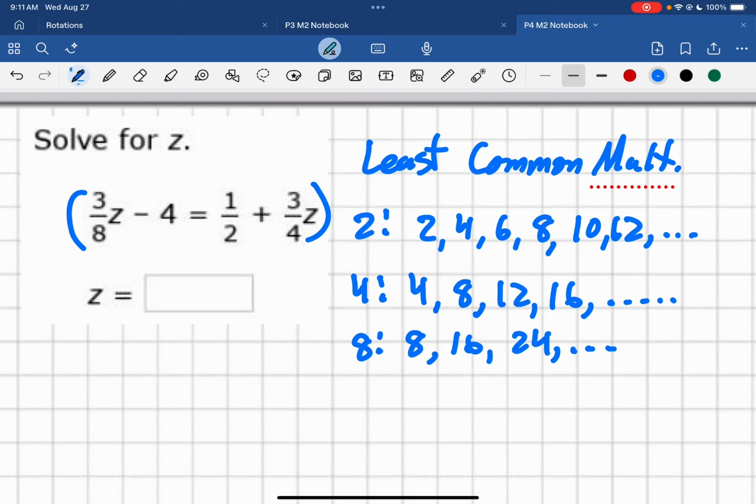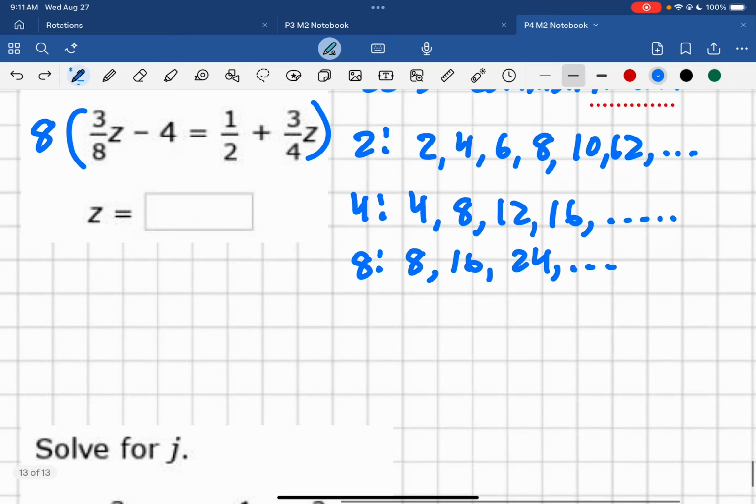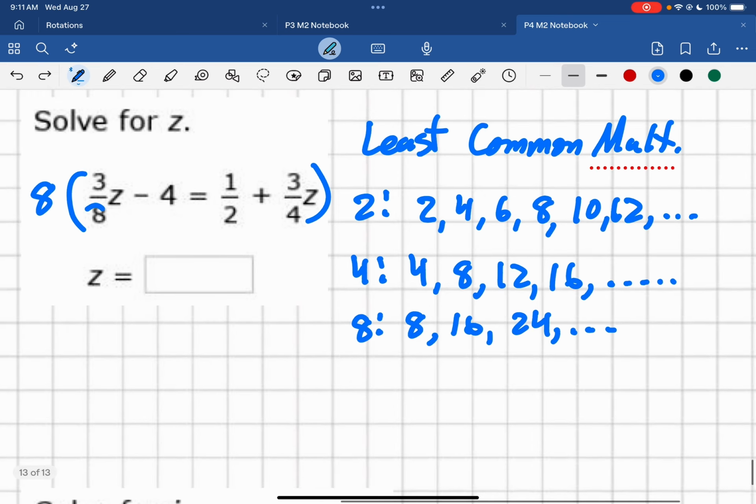So what we're going to do is multiply everything by 8. The first one, we have a denominator of 8. So guess what happens? The 8's cancel out, and we're left with 3z. Then we have 8 times negative 4. That would be negative 32. And then we have 8 times this.